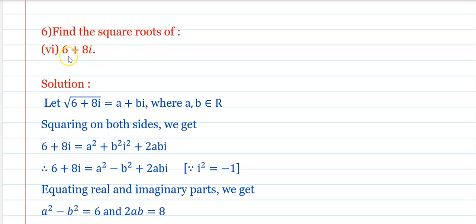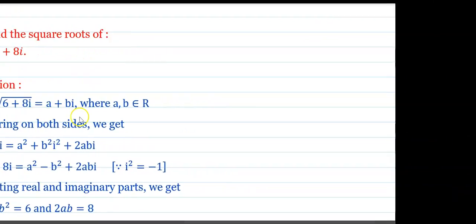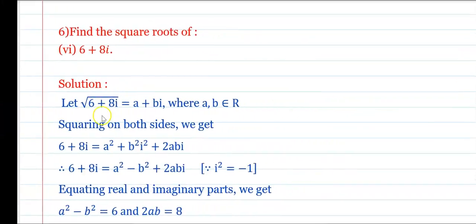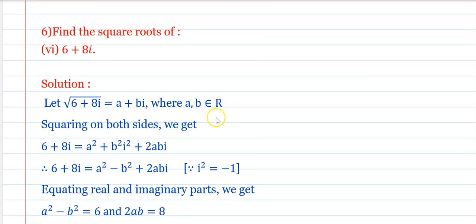Next, find the square root of 6 plus 8i. Let root of 6 plus 8i is equals to a plus bi, where a, b belongs to set of real number. Squaring on both sides, 6 plus 8i is equals to a square plus b square i square plus 2abi. i square is minus 1, so a square minus b square plus 2abi.